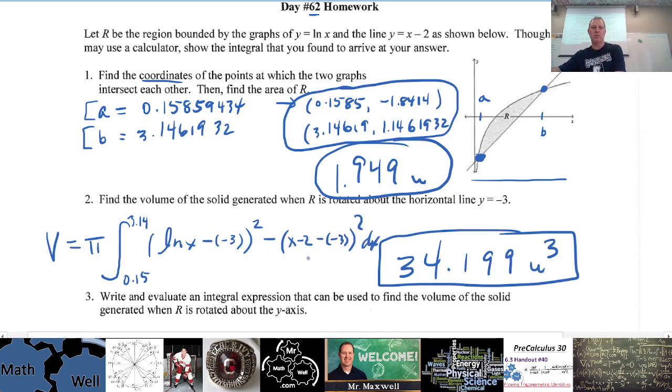You can simplify that a bit. Work this out. Calculator would be best. You should get this for your answer. Awesome. That wraps up today's lesson.